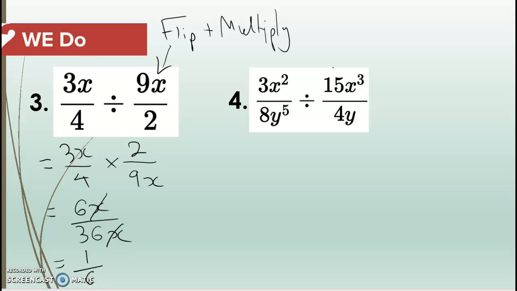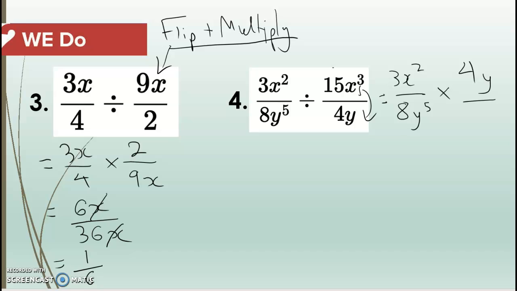So on our previous slide, we had those 3 steps. All we're doing is we're adding an additional step at the top to flip and multiply. So question 4, let's try this one. Let's change it first. So by changing it, we're going to have 3x squared over 8y^5. So I'm rewriting the first one the same. Now timesing 4y's on the top because it was on the bottom. These two are just flipping. And now 15y x cubed, on the bottom.